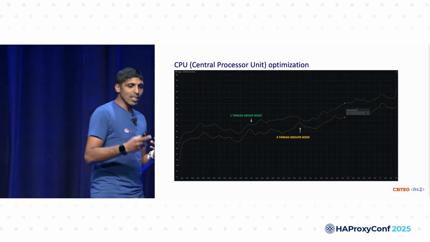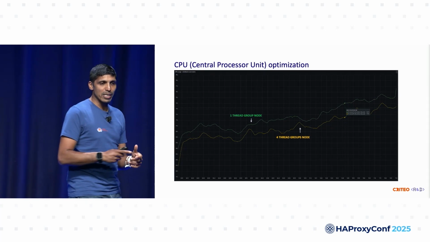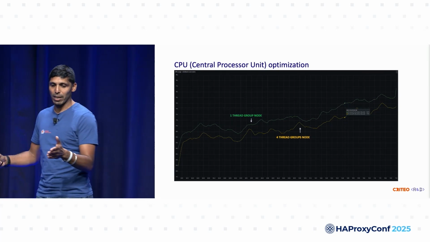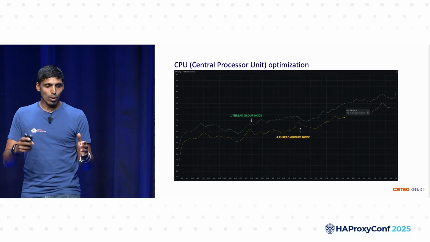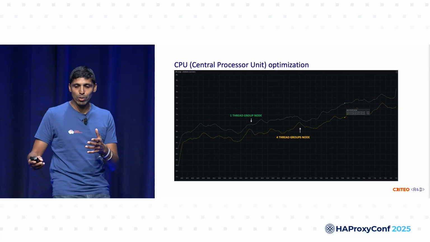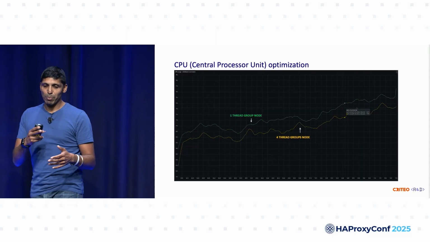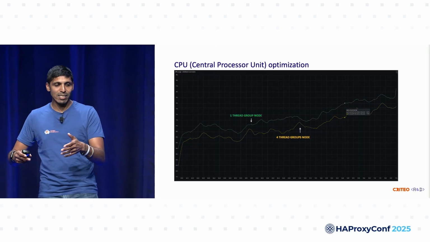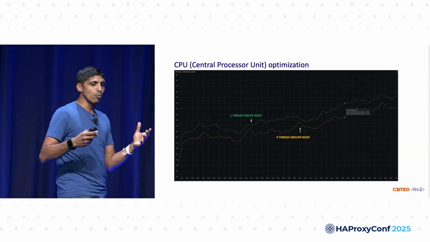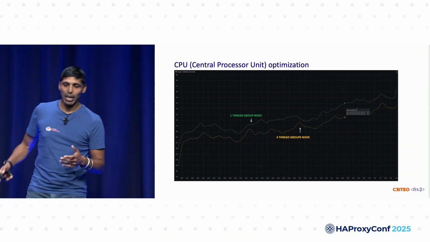We applied the exact same load on a reference node with our nominal configuration, which is 1 thread per core. Using equivalent traffic, we observed that the node with 4 thread groups was using less CPU. This is not a lot, but we can sense that there's a lot of room for improvement and optimization.